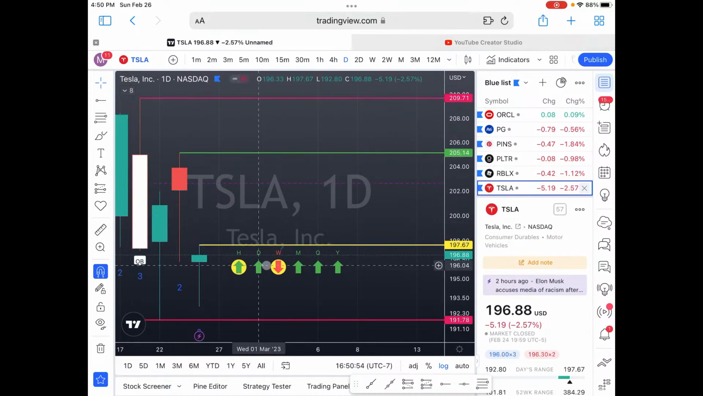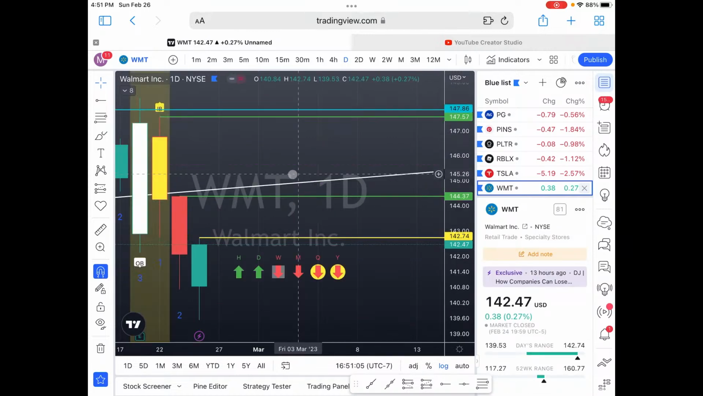Tesla, 2 down green, hammer candle. We'll look for those calls at 197.67. First target's at 205.14. We are also stuck inside bar on Tesla, so we'll see how that reacts next week.